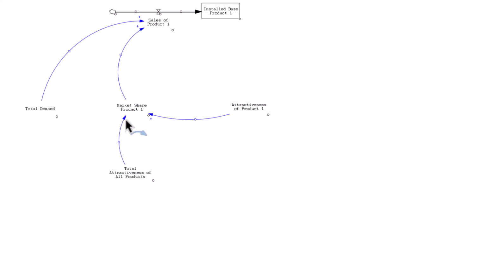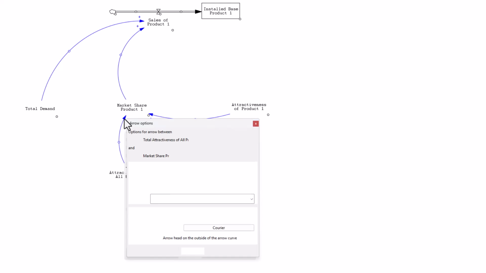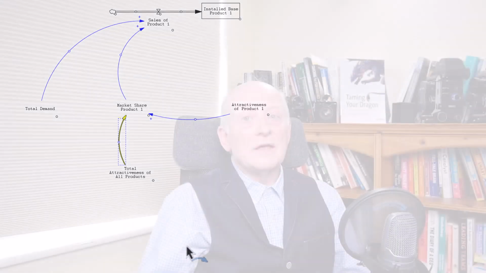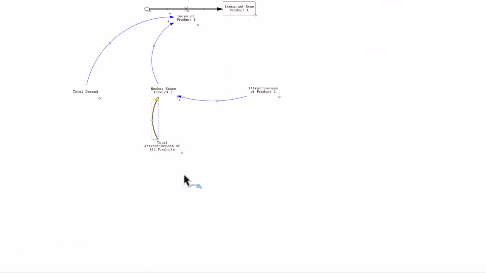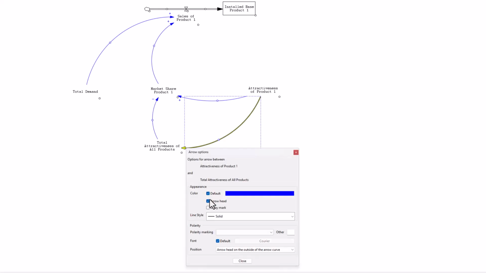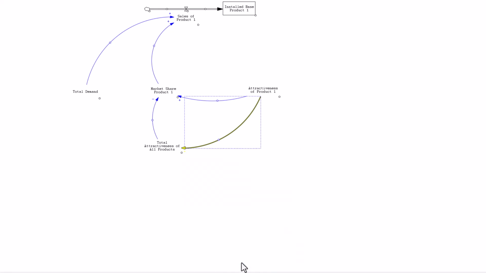And we add a negative sign on the arrow. This means the relationship is negative. If the total attractiveness of all products increases, then, other things being equal, our market share will reduce. Similarly, we connect the attractiveness of our product to the total attractiveness of all products. And we add a positive sign, because if our product increases in attractiveness, then the total attractiveness of all products must increase.